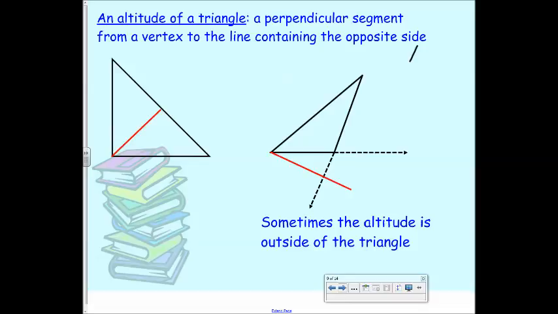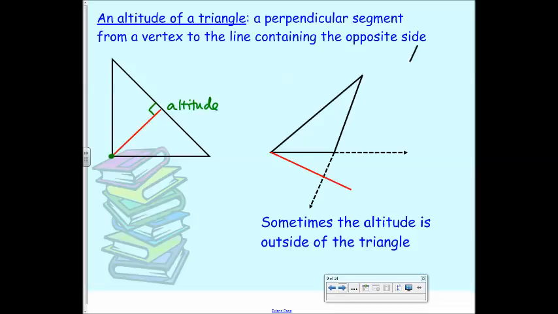So what that means is it goes straight from every vertex, and it's got to be perpendicular to the opposite side. So in this right triangle, that's really simple because I go straight from here to here, and that makes a right angle. So that's an altitude. The problem is sometimes in a triangle that's not a right triangle, it's a little bit harder to do that. So for instance, in this triangle right here, first of all, what kind of triangle is this?